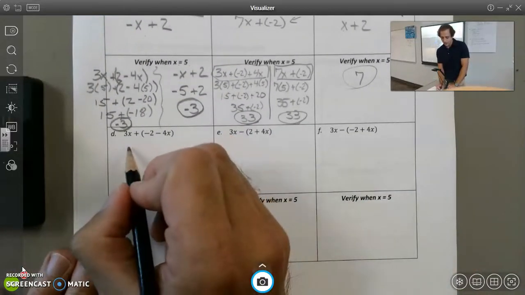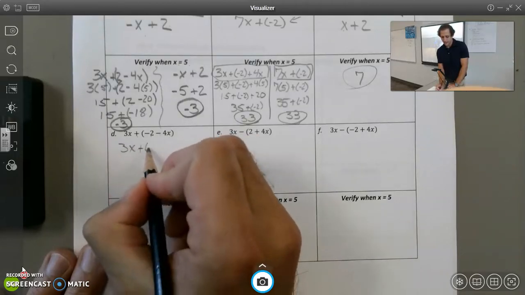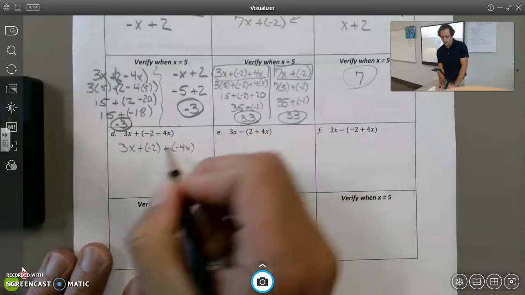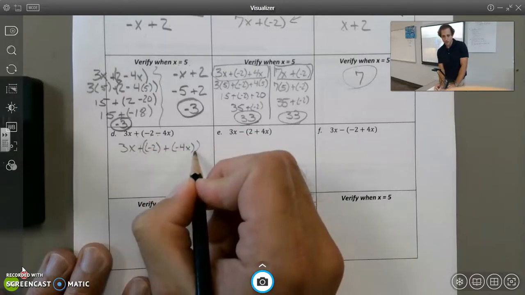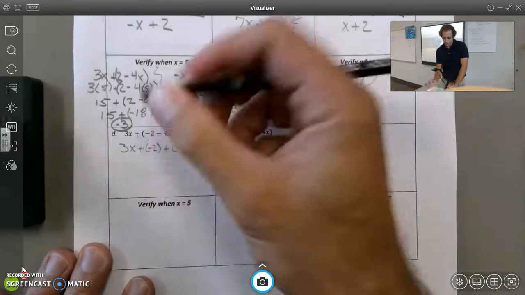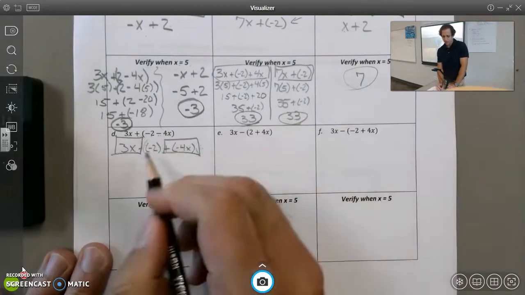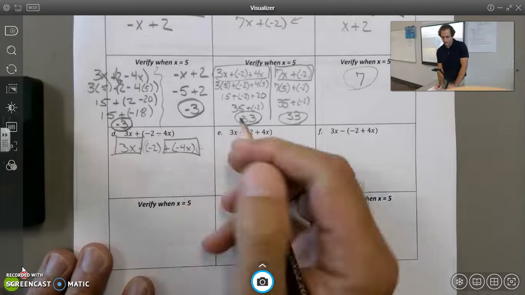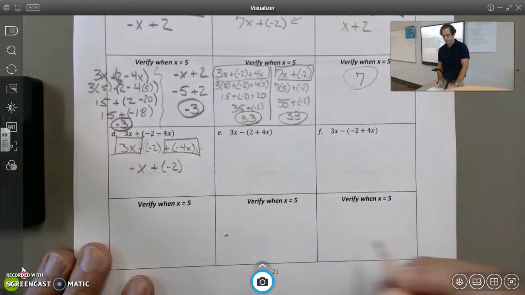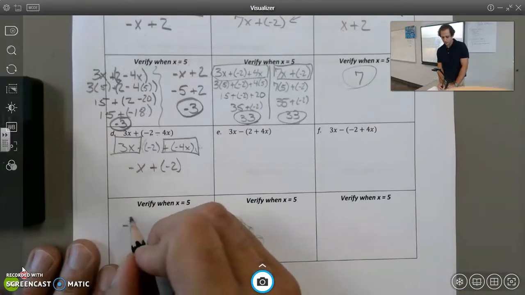D, 3x plus negative 2 minus 4x. I'm going to rewrite all that as addition. Minus 4x is going to be plus negative 4x. Now that it's all addition, I can drop those parentheses. I'm going to find like terms, 3x and negative 4x, and that gives me negative x plus negative 2. When you plug in 5 to verify, you should get negative 7.